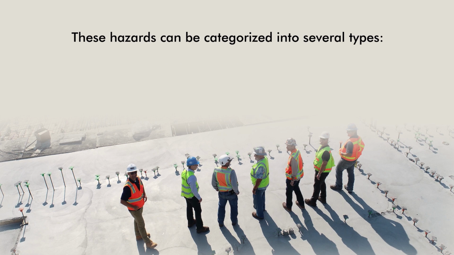First one is physical hazard. This includes dangers like machinery, moving parts, electricity, severe noise and vibrations. Failure to use proper protective measures can result in injuries like burns, electrocution or fractures.